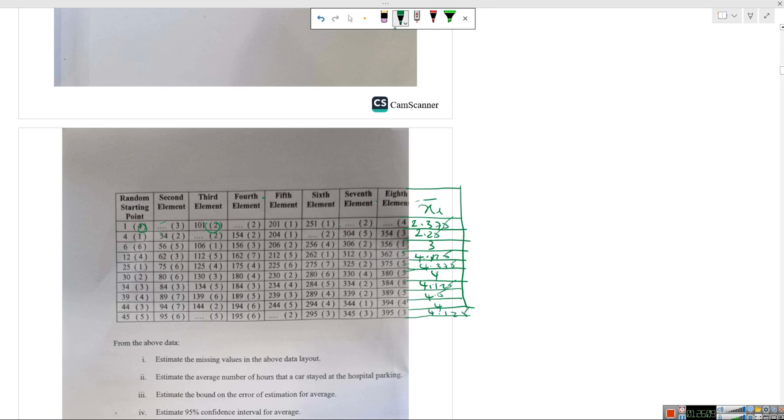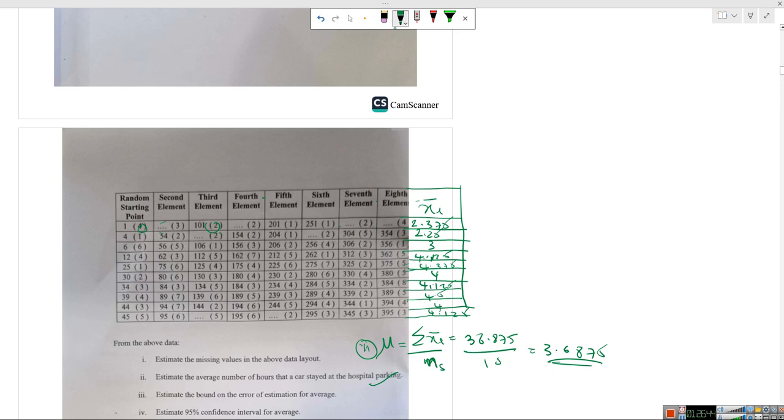Now this will be the summation of xi bar, which is equal to 36.875. Now mu is equal to this divided by the number of samples, let me take it as ns, divided by 10. So 3.6875 is the mean, the average number of hours that the car stayed in the hospital parking. So this is the answer for the second one.